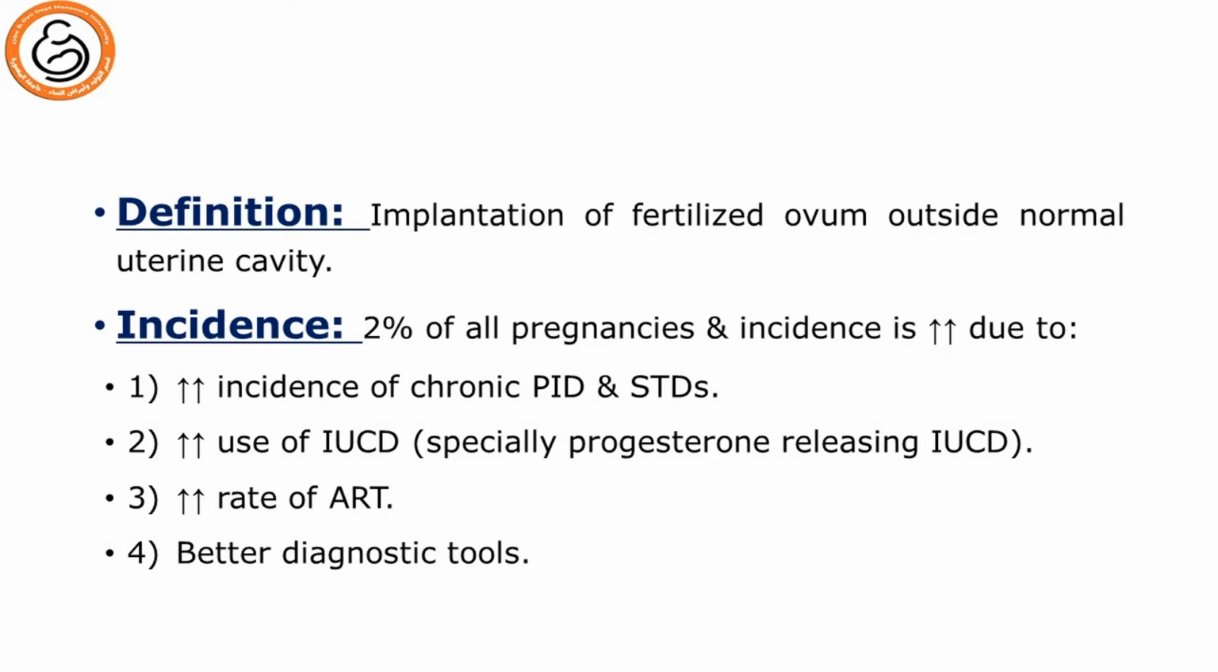The incidence of ectopic pregnancy accounts for 2% of all pregnancies, but unfortunately this incidence has increased due to increased incidence of chronic PID and sexually transmitted disease which is not properly managed, increased use of IUD, especially progesterone-releasing IUD, increased rate of assisted reproductive techniques with transfer of the embryo into the lower uterine segment or outside the uterine cavity, and better diagnostic tools for detection of ectopic pregnancy even before interruption.